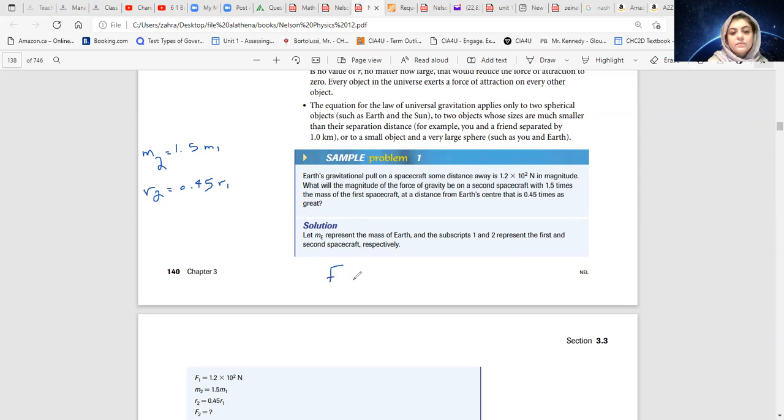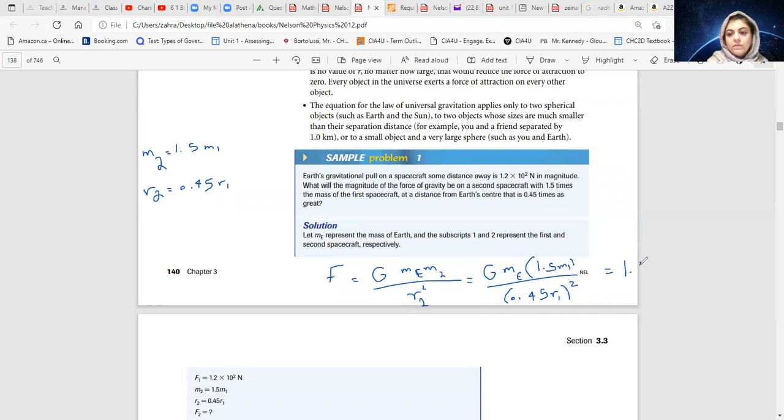F is G M1 M2, M1 is Earth, right? M2 here, and here is R2 to the power 2. And for M2, I put 1.5 M1, divided by 0.45 R1 to the power of 2.